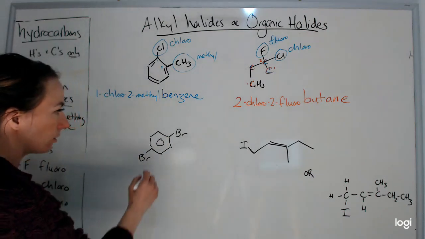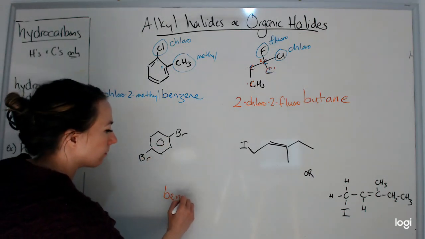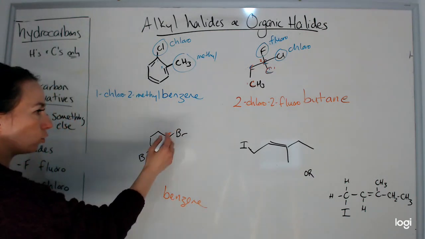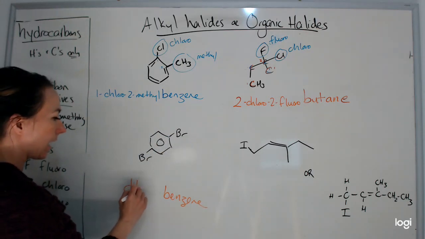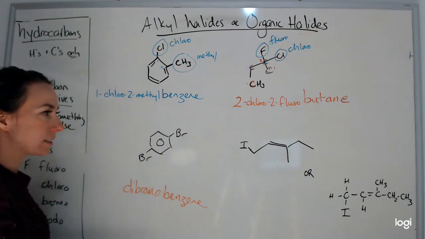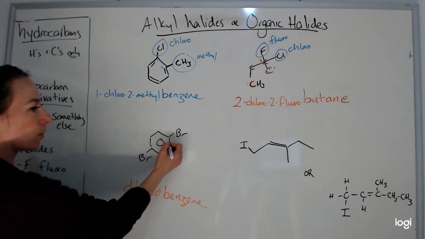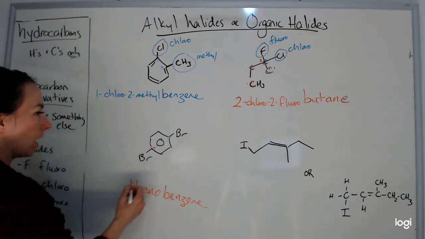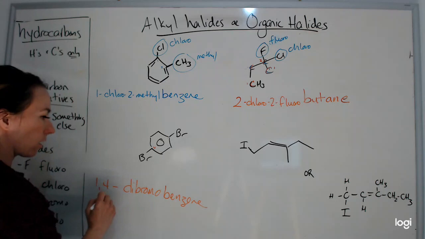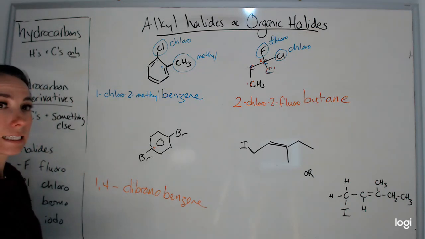Another one here, benzene is my parent chain, and I have 2 bromos. So this is going to be a dibromo benzene, and those bromos exist on carbon 1, 2, 3, 4. And so 1, 4 dibromo benzene.